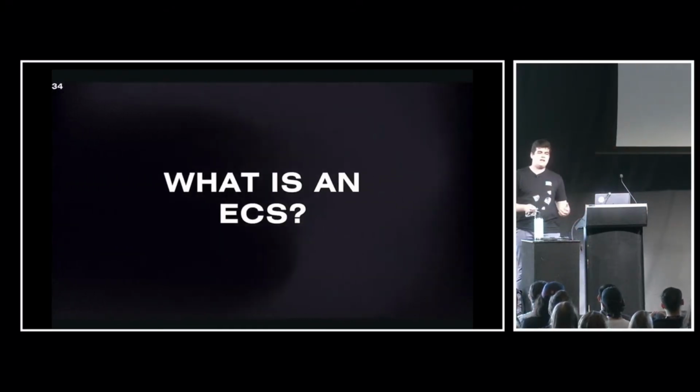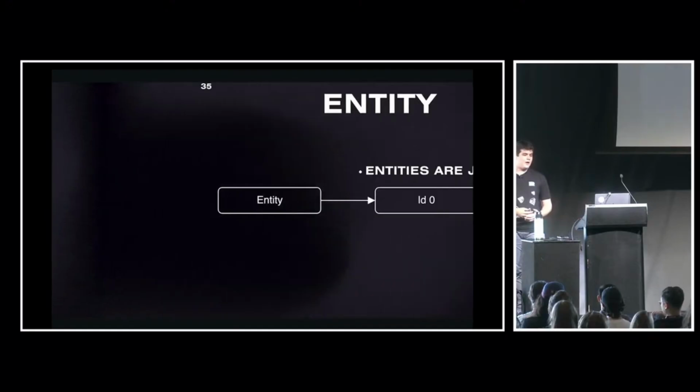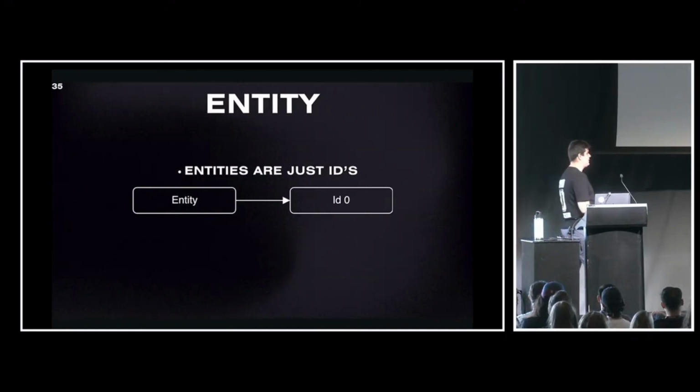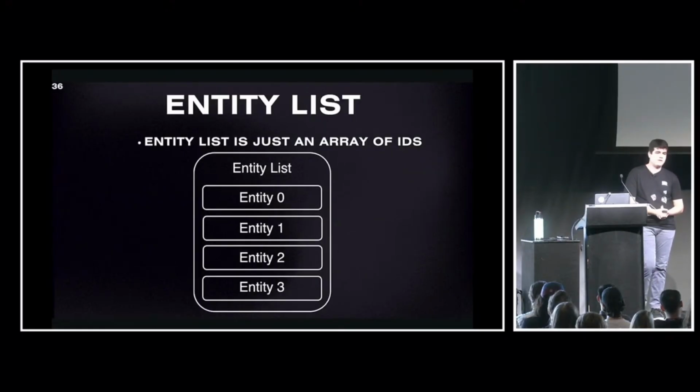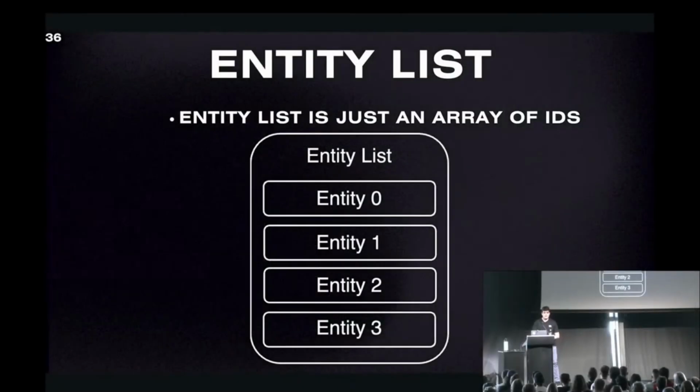So what is an ECS? Well, entities are just IDs. Entities don't store any data, they don't store any methods, they are just IDs and point to something. For example, your entity might be ID of 0 and that's all it stores. How do you store your entities though? Well, this is what you use an entity list for. So this would be an array or dynamic array of IDs. The most common approach is to store entities in the order in which they're inserted in the entity list, for example, 0, 1, 2, and 3.